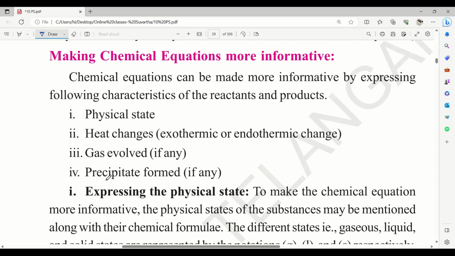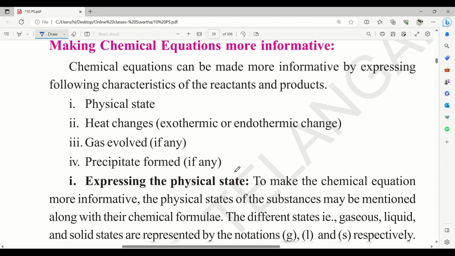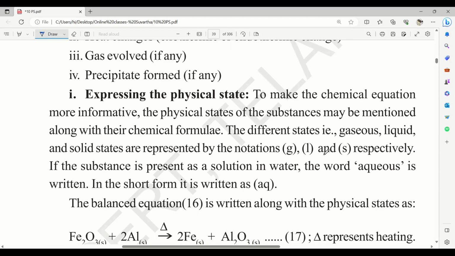If a gas is evolved or a precipitate is formed, how do you show the physical state of it? Physical states, we have gaseous, liquid and solid, right? So G for gases, L for liquid, S for solid, you can write down. And if it is in a solid form and you are adding water to make it a solution, it will become aqueous.